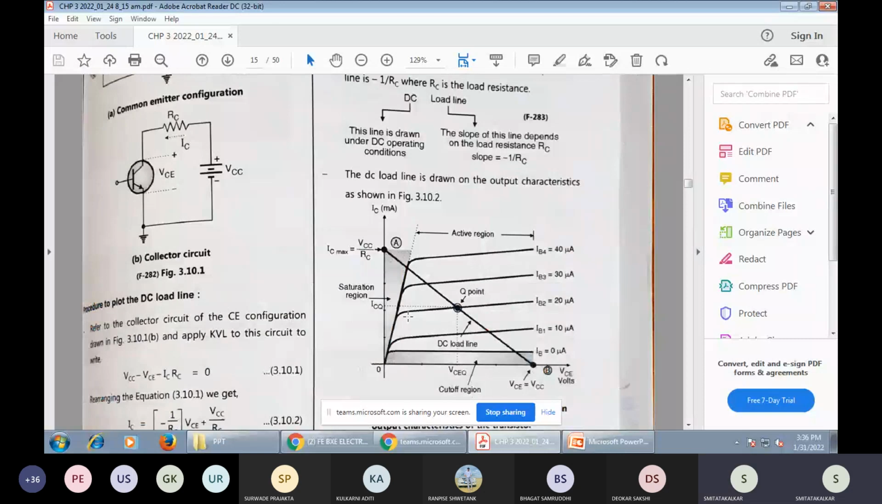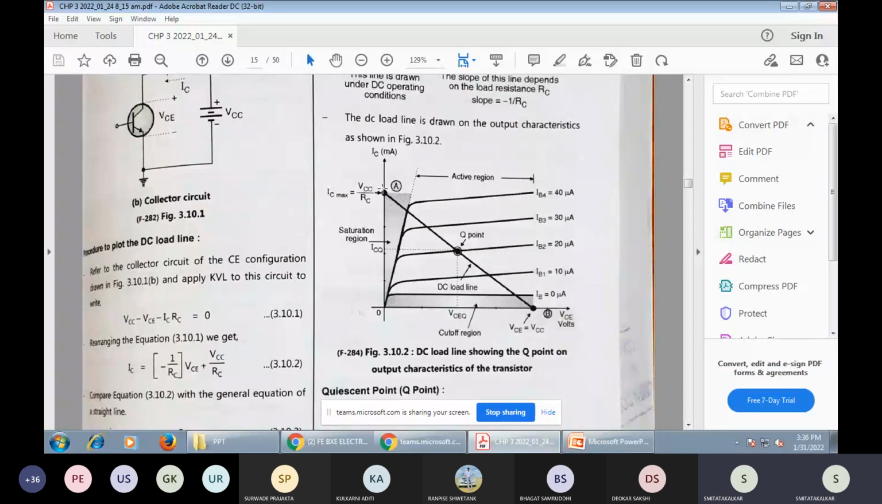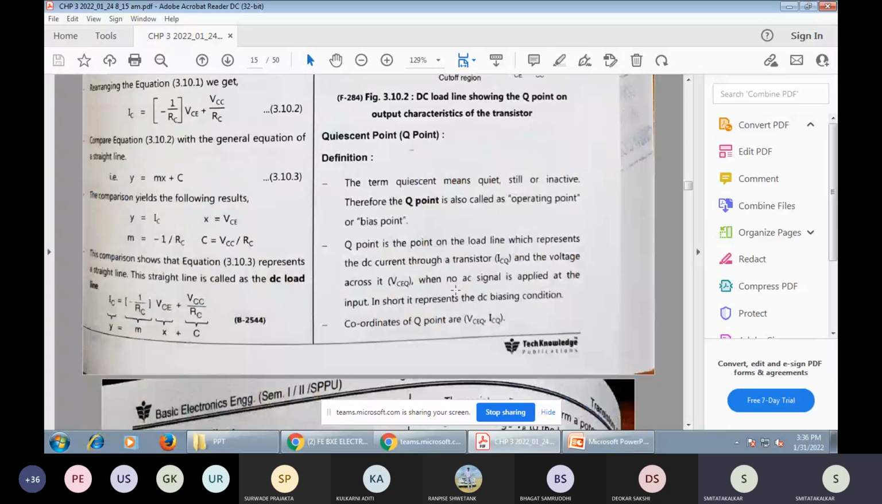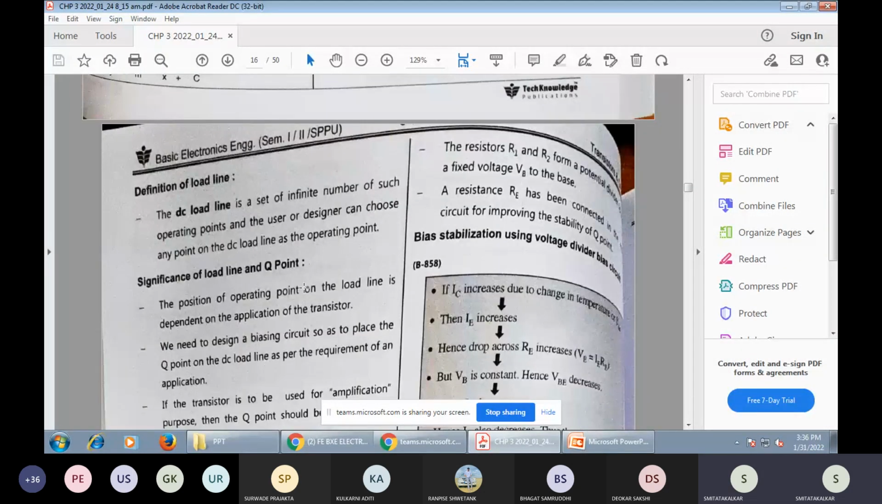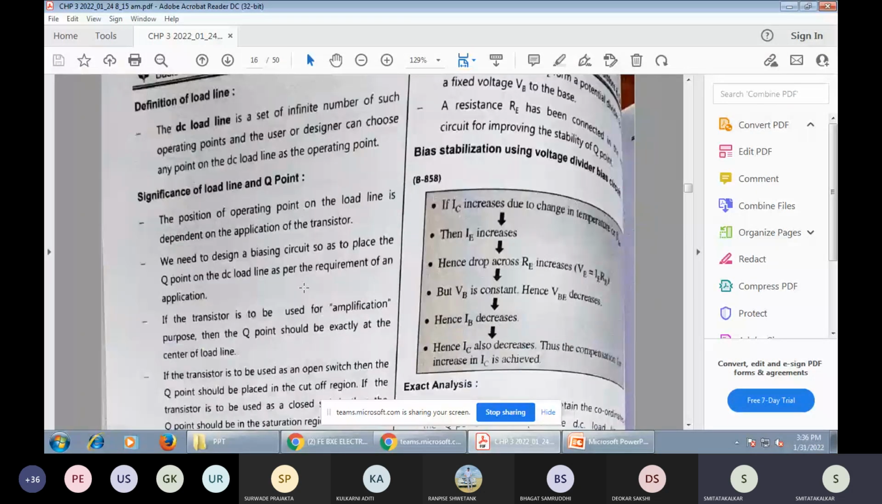And draw the DC load line and the center point is the Q point. You can draw the slope here. The current goes to saturation. This concept is known as the quiescent point or the Q point, and it is correlated to the output current IC and the output voltage VCE.